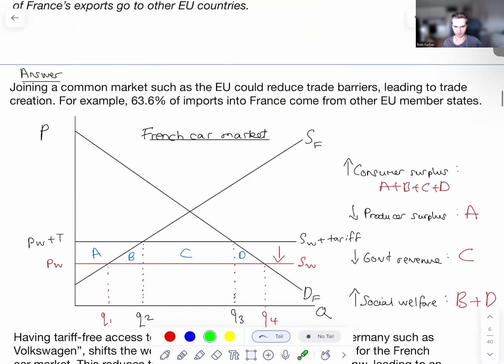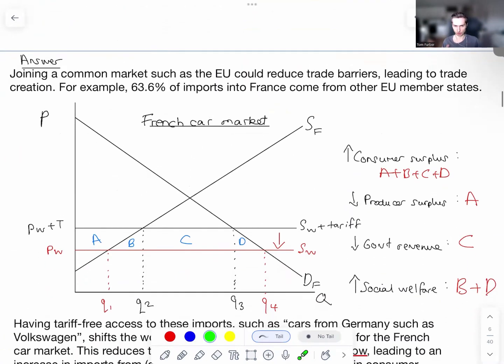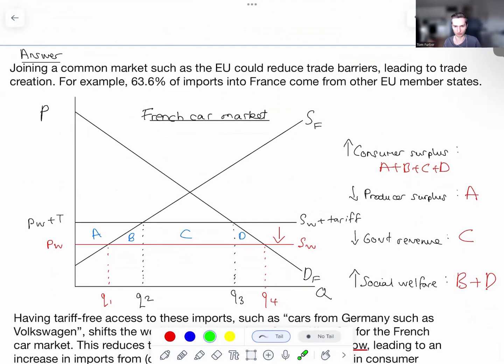Okay, here's the answer. So, joining a common market such as the EU could reduce trade barriers, leading to trade creation. That's the argument we're going to make. For example, 63.6% of imports into France come from other EU member states. That's our application. Now we've got our diagram. So the diagram here is showing a fall in the tariff rate as if France is part of the EU, so it gets lower tariffs for trade, say, with Germany.